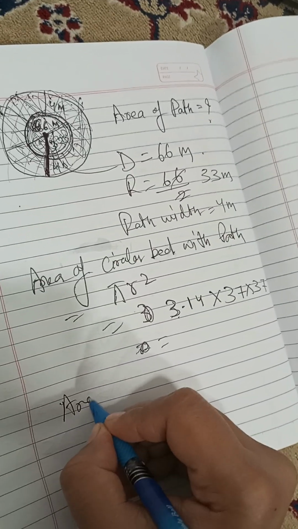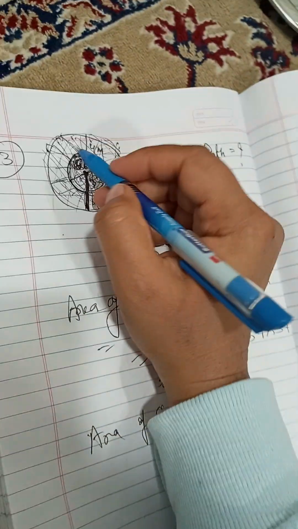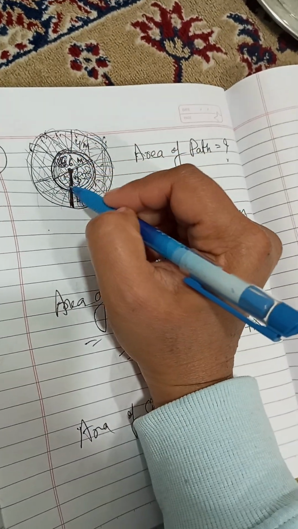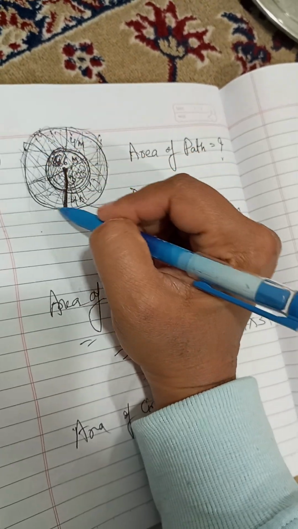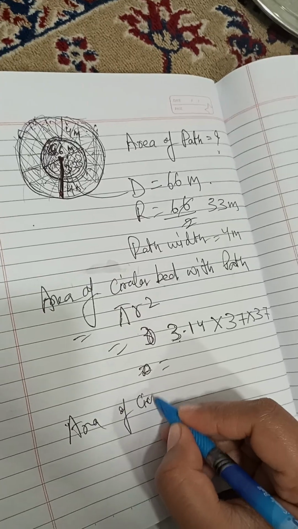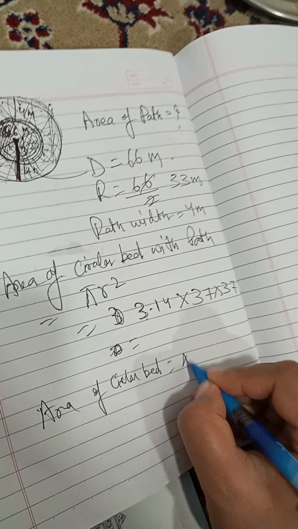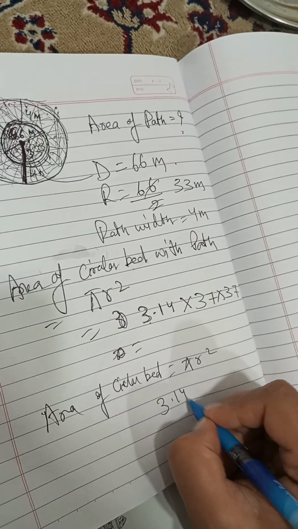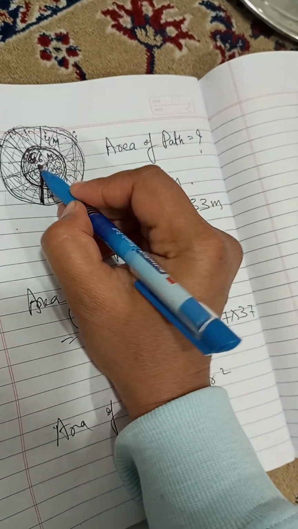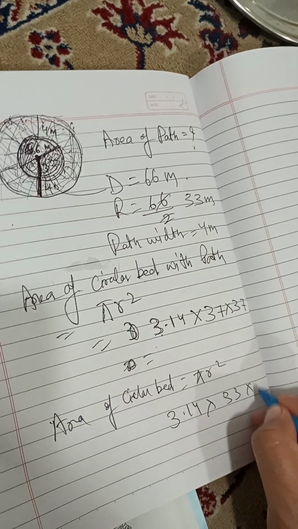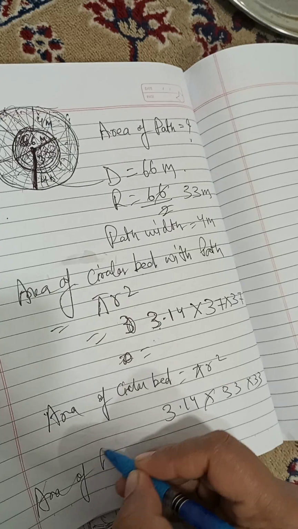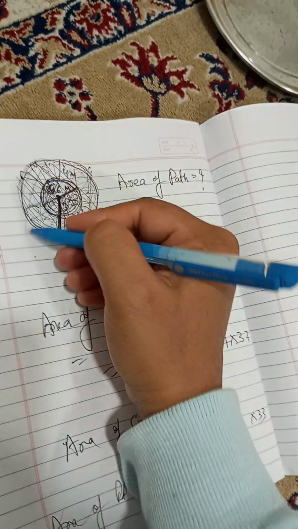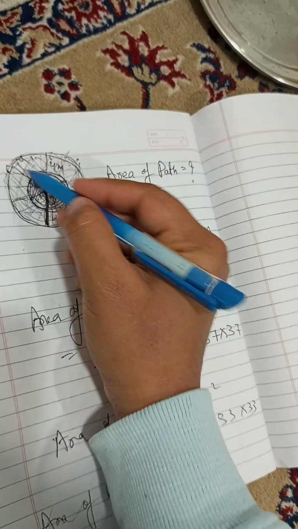And then the area of the circular bed. We have taken this complete area, and now this area. We will subtract this area from this complete area. So the circular bed only we will take now. Area of circular bed, pi r square, we have to take pi as 3.14. And what is the radius of this circular bed? 33, half of 66, 33 into 33. Now the area of path, what will it be? This complete area minus this area will give this area.